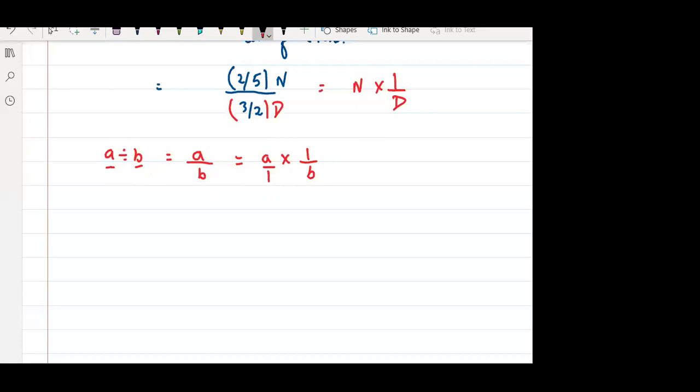So in the same way, if I have n by d, can I write it as n into 1 by d? Right, everyone. Now tell me, what is n? What is the numerator value? Sir, numerator is equal to 2 by 5. Yes or no? Anyone have any doubt in this? So numerator is 2 by 5.